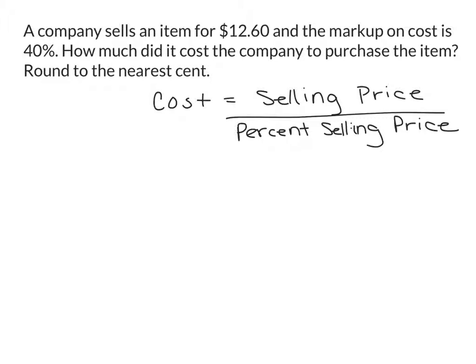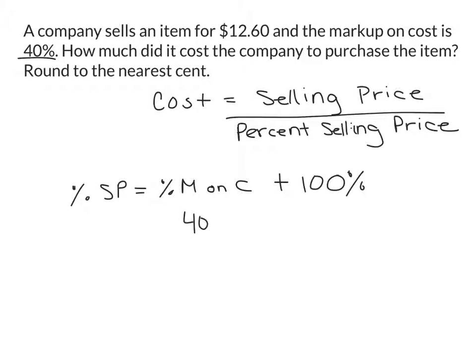First, we need to find the percent selling price on cost. The percent selling price on cost is just the percent markup on cost plus 100%. When we plug in 40%, we get that the percent of selling price is 40 plus 100, which means that the percent of selling price is just 140%. This means that the selling price represents 140% of the cost. So we'll take that value and plug it into our formula.